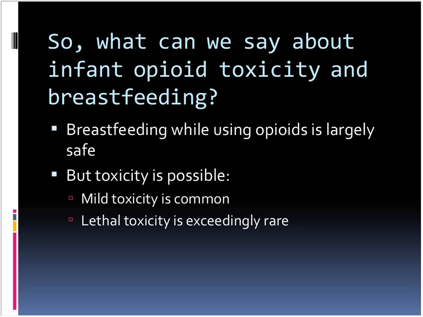So to wrap up opioid toxicity in breastfeeding, while clearly millions of women are using opioids during breastfeeding and it has been safe, I think it's important to recognize that toxicity is certainly possible. Mild toxicity is fairly common, and lethal toxicity, although exceedingly rare, certainly is a possibility and something to think about.